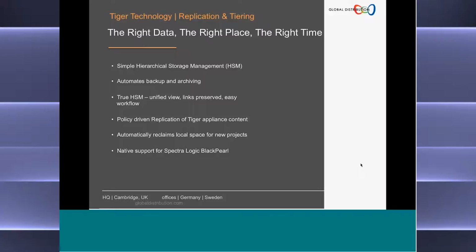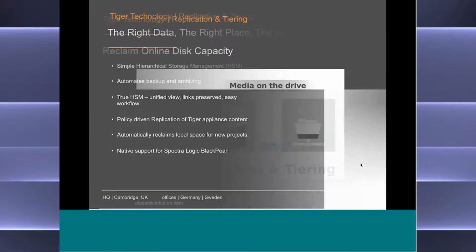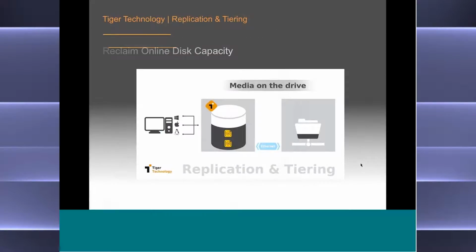Crucially also, Tiger have now got native support for the SpectraLogic Black Pearl, making a very powerful combination of online, nearline, and data tape. Tiger technology can also replicate to multiple locations at the same time, so you could replicate to a tape device behind the Black Pearl, and you could replicate to a NAS device at the same time, making 2 copies, or even into the cloud. So there's a quick, in a nutshell, hopefully an overview of Tiger technology. I'm just going to touch quickly on how that replication module works. Just play you this short video.